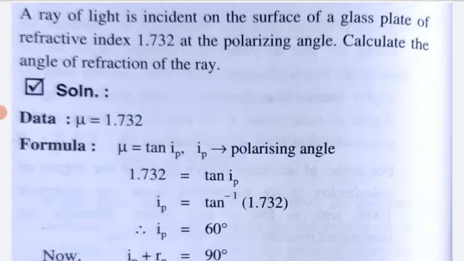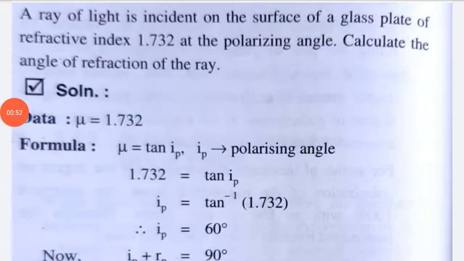Let's see the first example. A ray of light is incident on the surface of a glass plate of refractive index 1.732 at the polarizing angle. Calculate the angle of refraction of the ray.